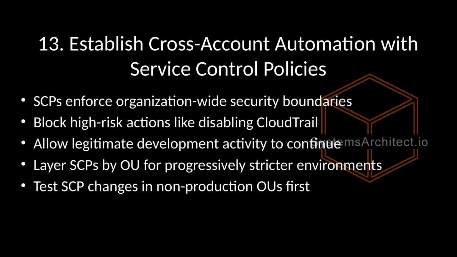13. Establish cross-account automation with service control policies. Service control policies deployed through Control Tower enforce organization-wide boundaries without micromanaging every team's daily work. Effective SCPs block genuinely high-risk actions, like disabling CloudTrail logging, while leaving legitimate development activity untouched. Layering SCPs at different OU levels creates progressively tighter environments as you approach production.